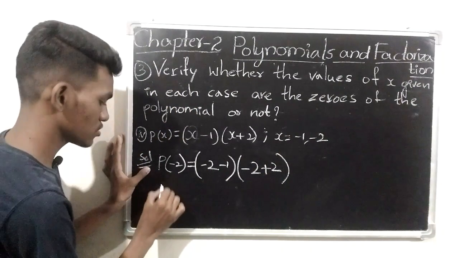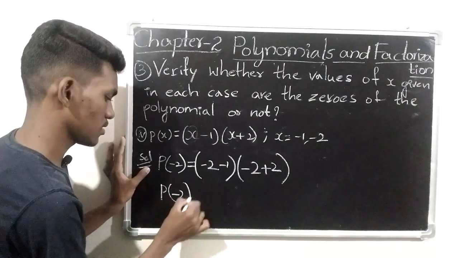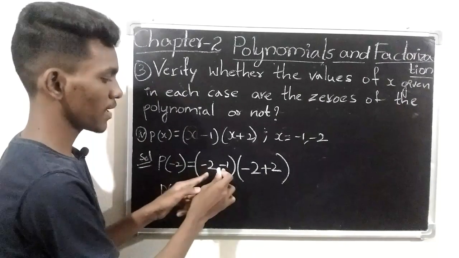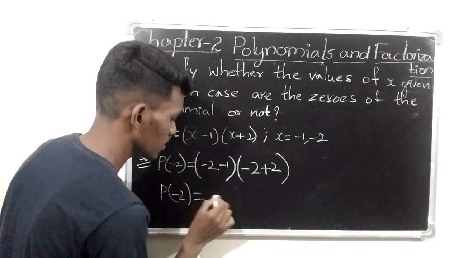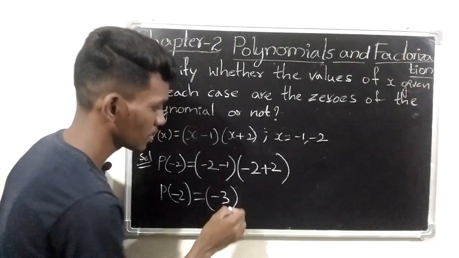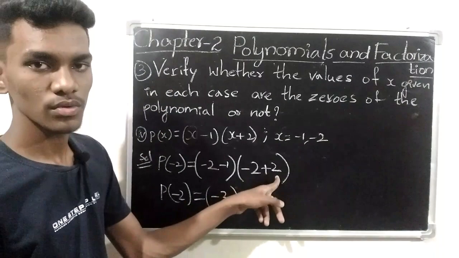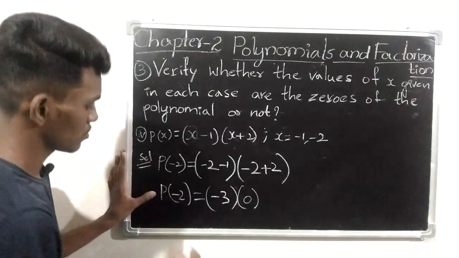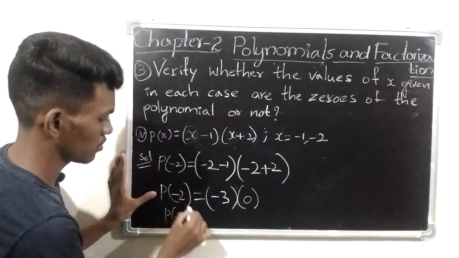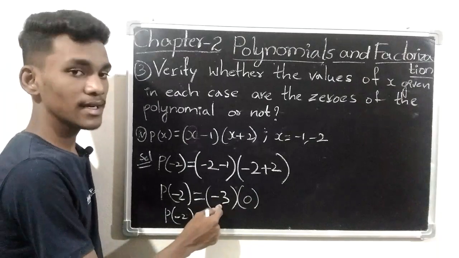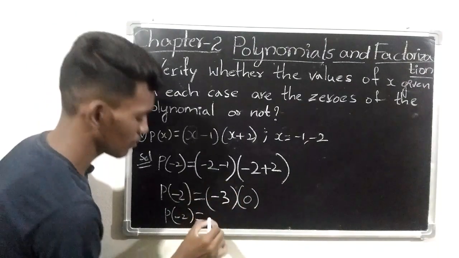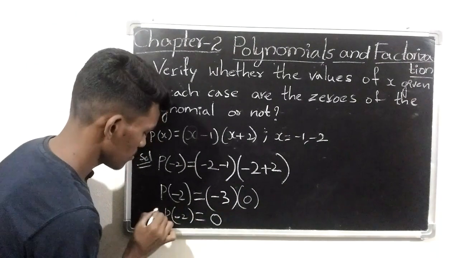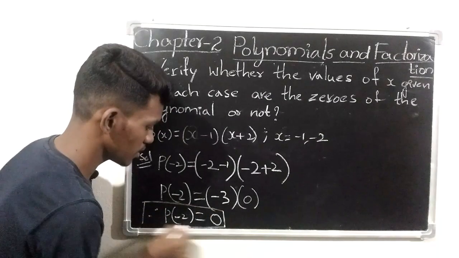Then p of minus 2 right as it is equal to minus 2 minus 1 is minus 3. We have to write here minus 3. Minus 2 plus 2 is 0. We have to write here 0. So p of minus 2 equal to, anything into 0 equal to 0. So we have to write here 0. P of minus 2 equal to 0.